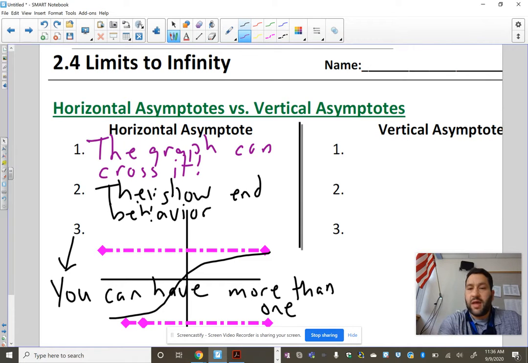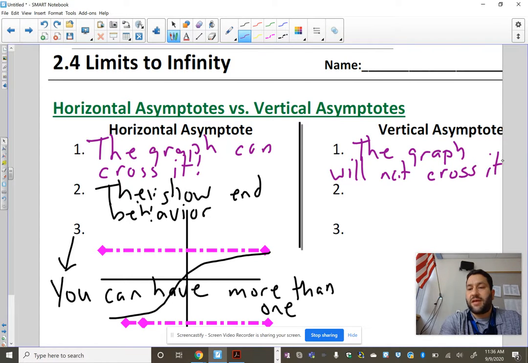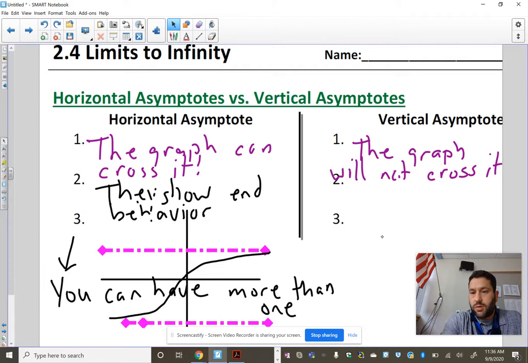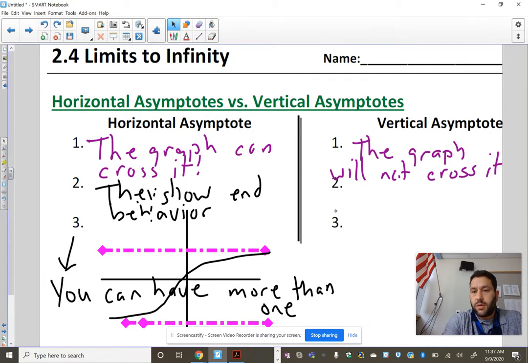The first thing is that the graph will not cross it. So Gandalf in the video, the You Shall Not Pass, he's a vertical asymptote. Okay, the graph cannot cross it. So if we have our graph down here, hold on, bear with me.